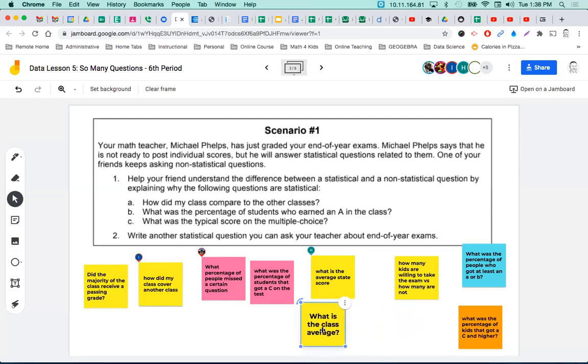What's the class average? Yep, I think that's a good one. That's a more specific question than the typical score question.